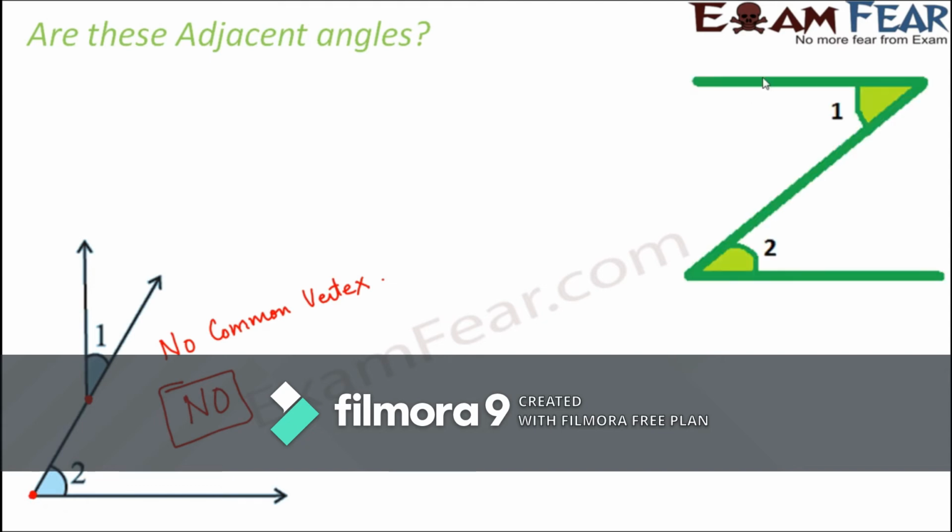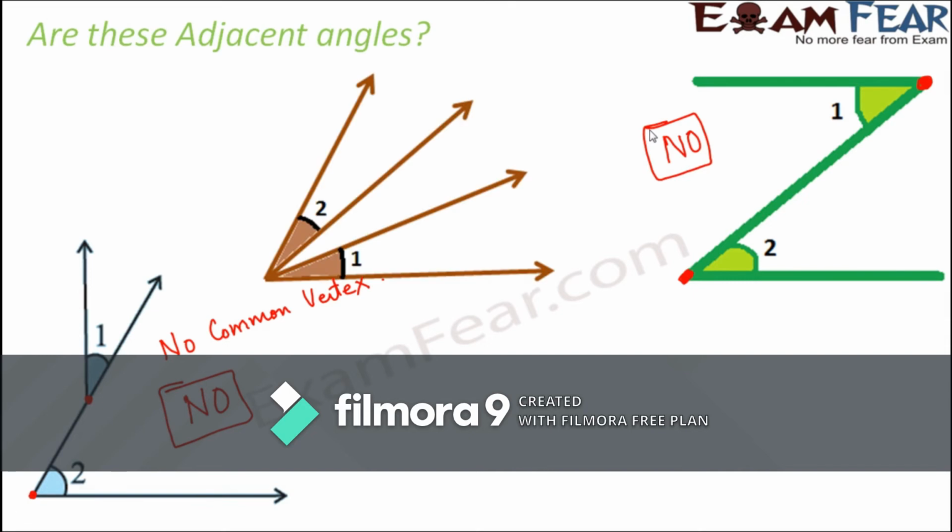Let's look at the next one. So here what do you think? Are they adjacent angles? Not again. That's because again when you look at angle 1, which is the vertex for angle 1? This is the vertex. Which is the vertex for angle 2? This is the vertex. So again they do not have a common vertex. So therefore here also these are not adjacent angles.